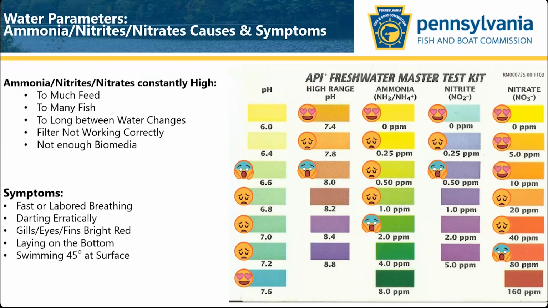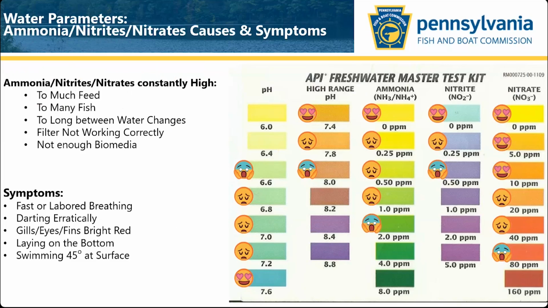Like I already mentioned, not having enough biomedia. If you have a very large amount of fish, or the fish are getting very big, they're producing a lot of waste, so sometimes we can add in more of that biomedia. That's another good addition to your partial water changes.